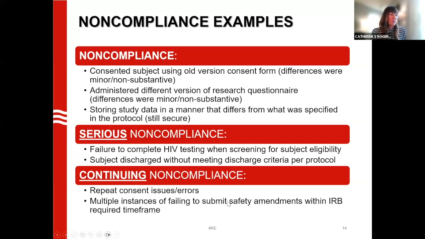Multiple instances of failing to submit safety amendments within IRB required timeframes. That's an interesting one too. We have requirements for when you're informed of new risk or safety information, you have to tell the IRB that in a certain amount of time. And if continuously that's not happening and we're not getting this until well after the study team was made aware of it, that's something that we might consider to be continuing noncompliance and required to be submitted as a reportable event.